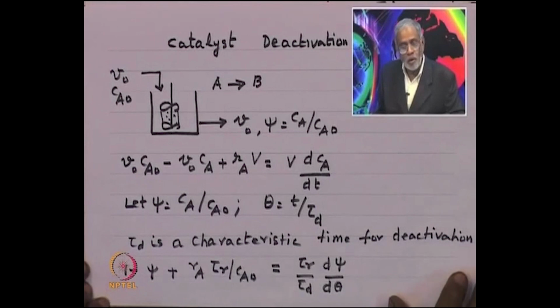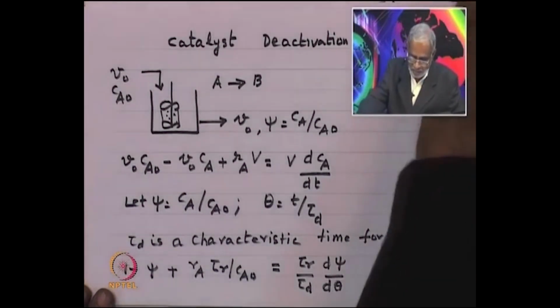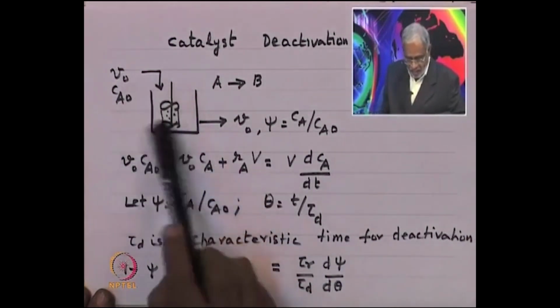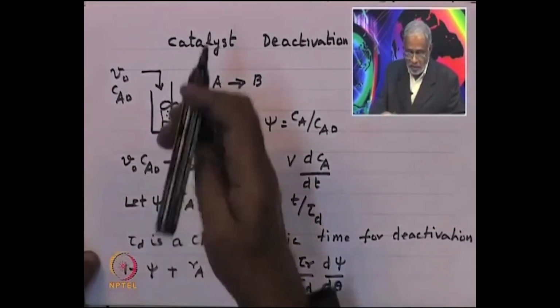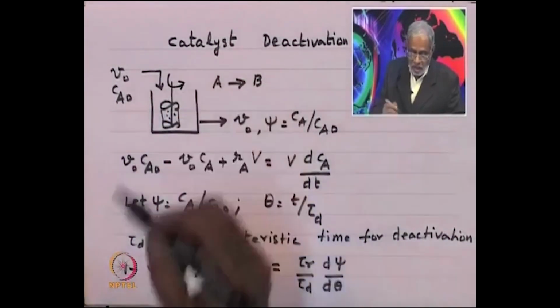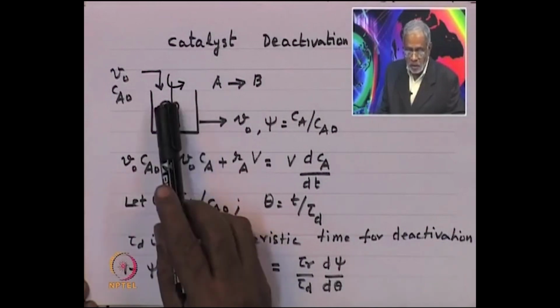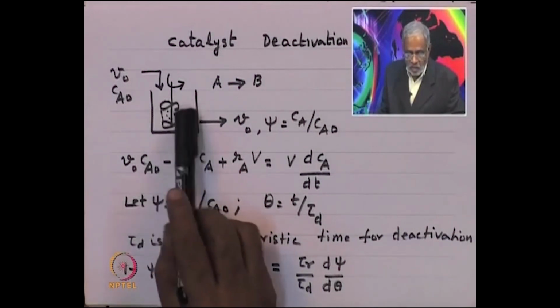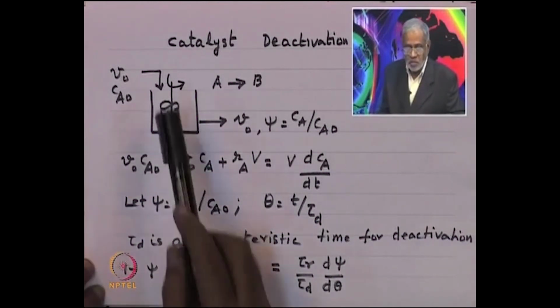So, to be able to quantitate a situation like this, what we have here is a stirred tank. There is a stirrer, and the stirrer has a small basket which contains the catalyst. Now, this stirrer is spinning.